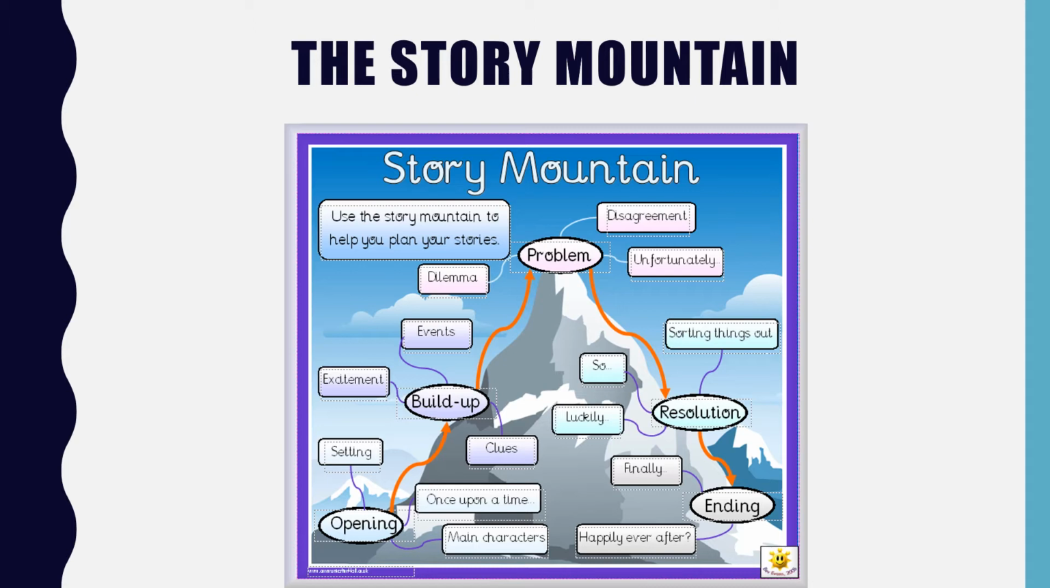There's a resolution. And then we get to our ending, which could be a happy ending. It might be a sad ending. But this is the basic structure of our story, and this is what we're going to do today. We're going to write an opening, build-up, problem, resolution, and ending. We're going to write 1 sentence for each of those parts, and I'm going to help you every single step of the way. So, the opening.